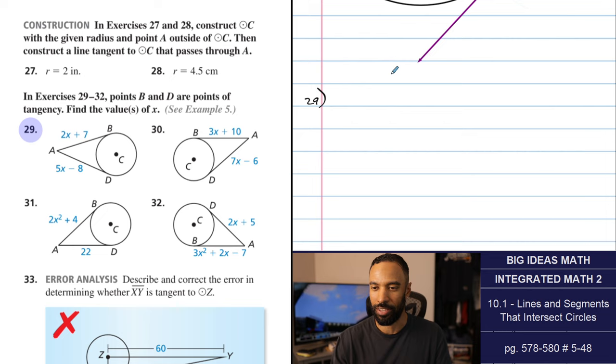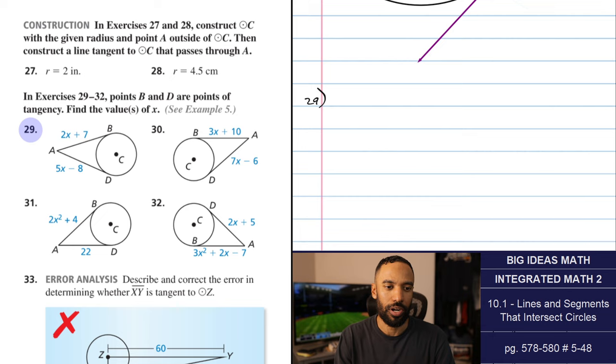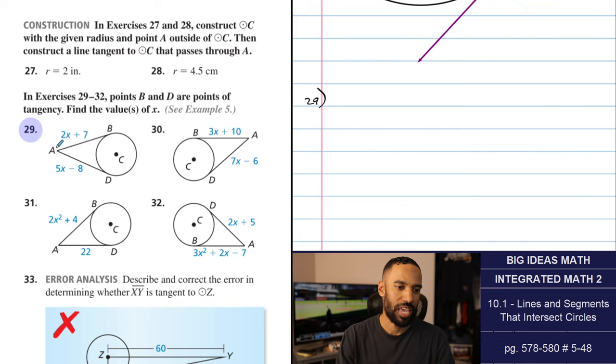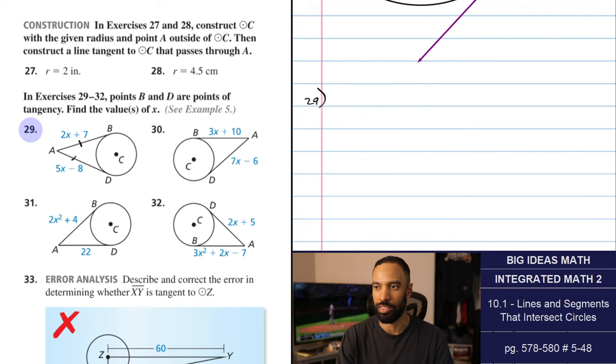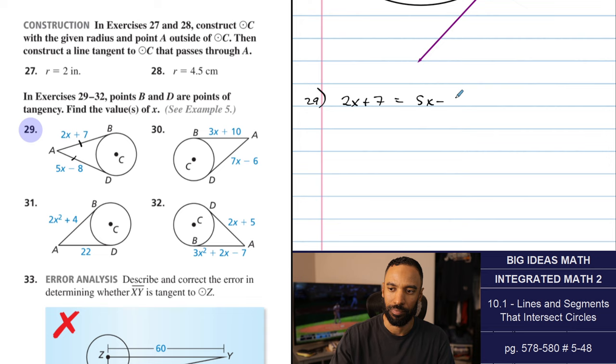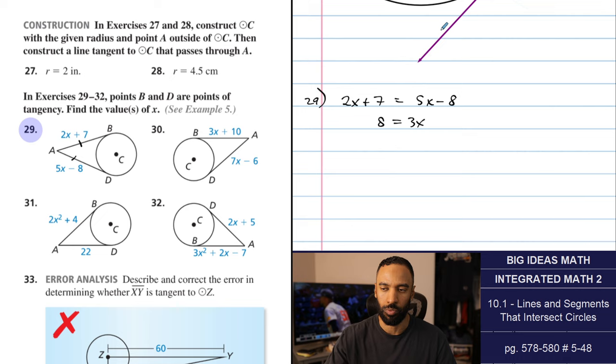All right, in exercises 29 to 32, points B and D are points of tangency. Find the values of x. Tangent segments that meet at a common external point are congruent to each other, so these should be the same. When they ask to find the value of x, I'm going to set 2x plus 7 equal to 5x minus 8. The algebra after this is fine. Subtract 2x from both sides, add 8 to both sides, divide both sides by 3. But the setup is what matters, making sure you know exactly what's going on. You set these two things equal to each other.